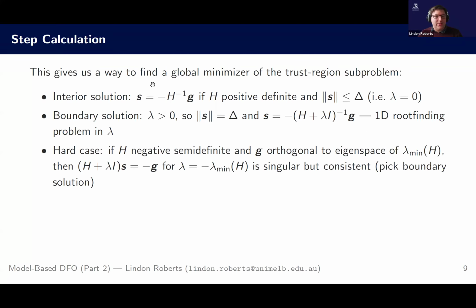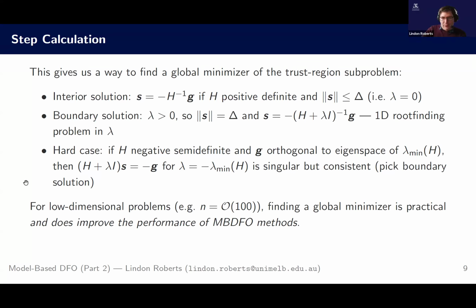The only thing that doesn't get covered from these two cases is what's called the hard case. This is relatively unusual to occur. This is a case where H is negative semi-definite and the vector G is orthogonal to the eigenspace associated with the smallest eigenvalue. What happens in that case is that lambda is going to be the negative of the smallest eigenvalue, which is going to be a non-negative number or a positive number. Then the linear system that comes out is going to be singular, but it's going to be consistent. So there's infinitely many solutions. And of those, you pick the solution that lies on the boundary of the trust region. This is relatively unusual, but any practical solver has to be able to cope with it.